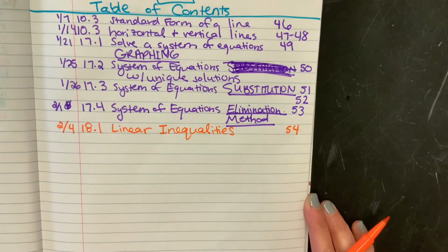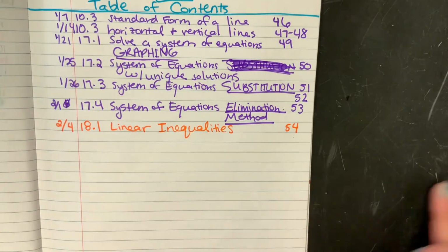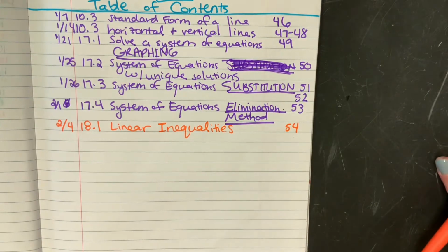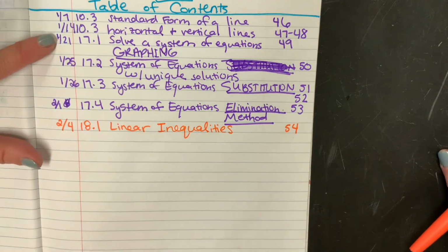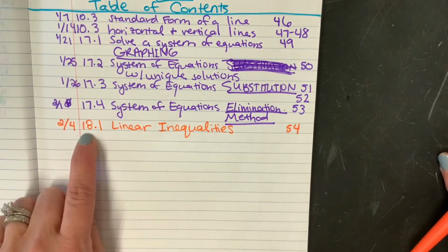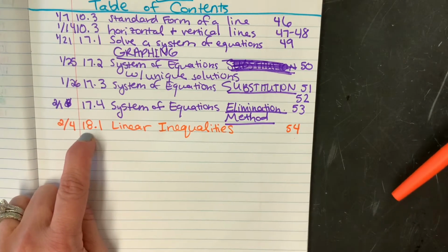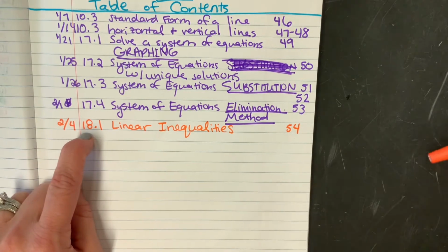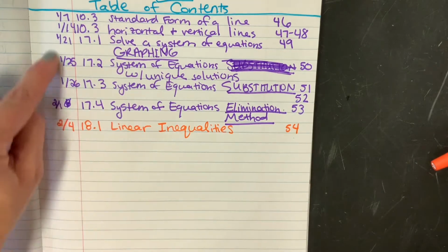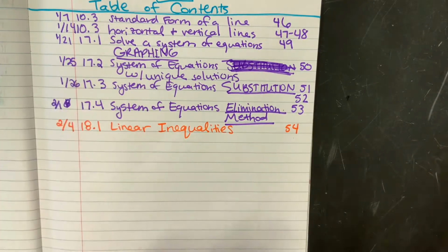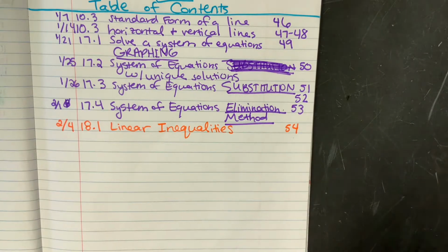Okay, so 18.1 linear inequalities, and I just mentioned this, but sometime next week, because we're only doing 18.1 and 18.2. Okay, so sometime the end of next week, we will take an assessment over 17 and 18. Okay, because 18 just has 2 sections in it.